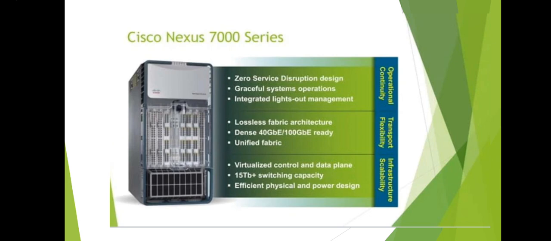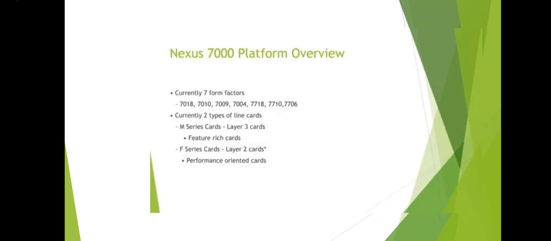So zero service disruption, graceful system, integrated lights-out management, lossless fabric architecture. You can have 40 gig or 100 gig modules, unified fabric, 15 TB switching capacity, virtualized control, and efficient physical and power design. There are 7 form factors: 7018, 7010, 7009, 7004, 7718, 7710, 7706.